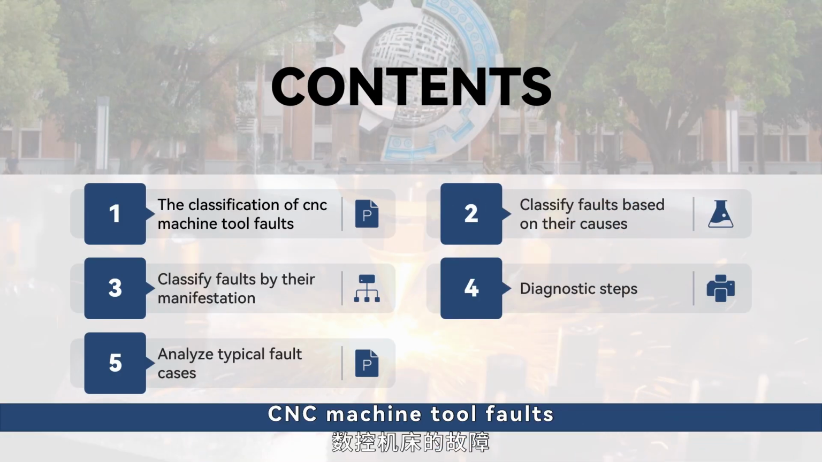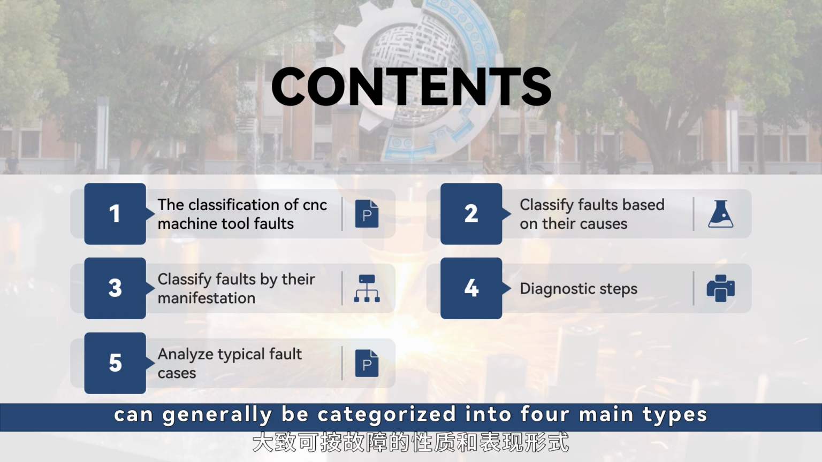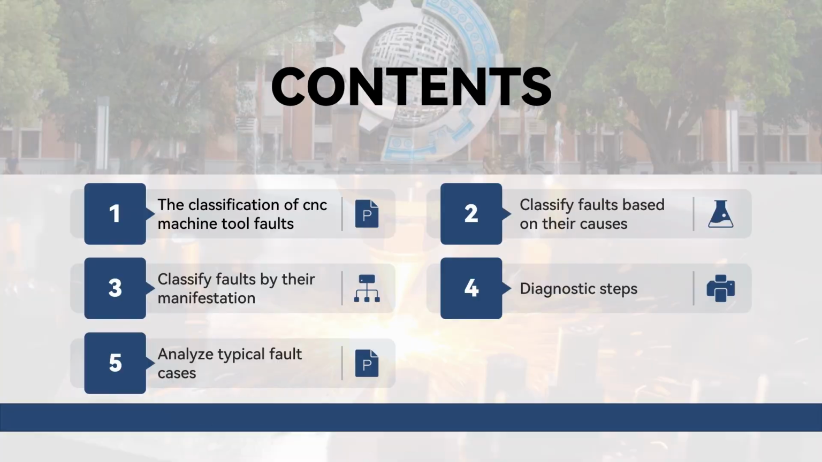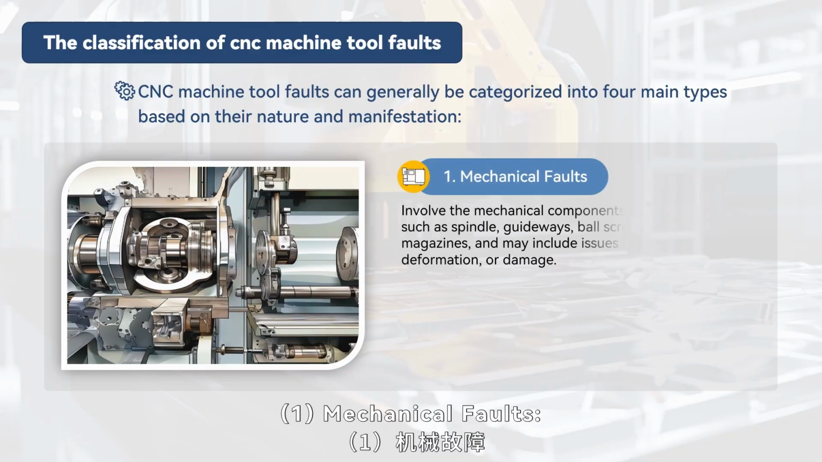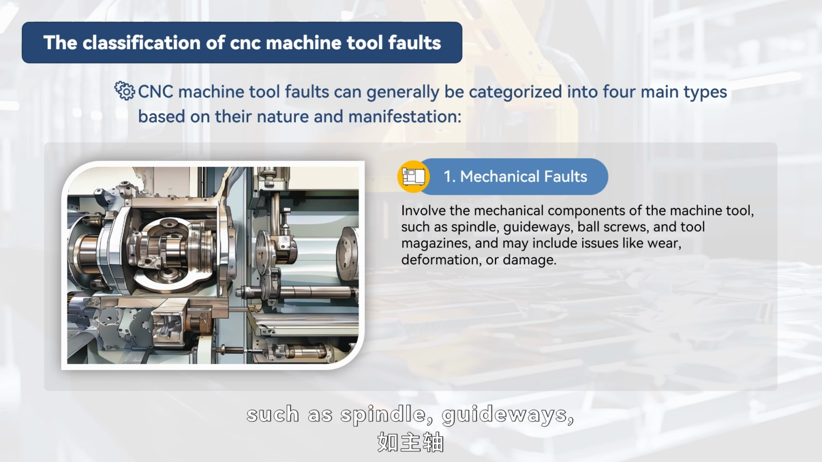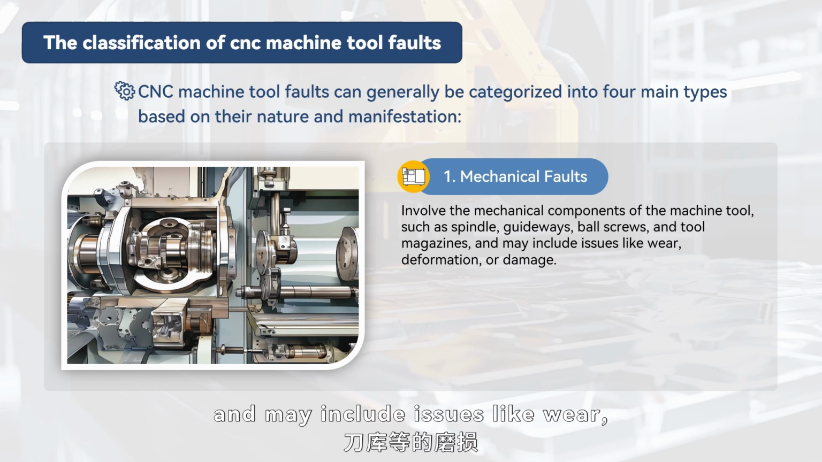CNC machine tool faults can generally be categorized into four main types based on their nature and manifestation. 1. Mechanical faults involve the mechanical components of the machine tool, such as spindle, guideways, ball screws, and tool magazines, and may include issues like wear, deformation, or damage.